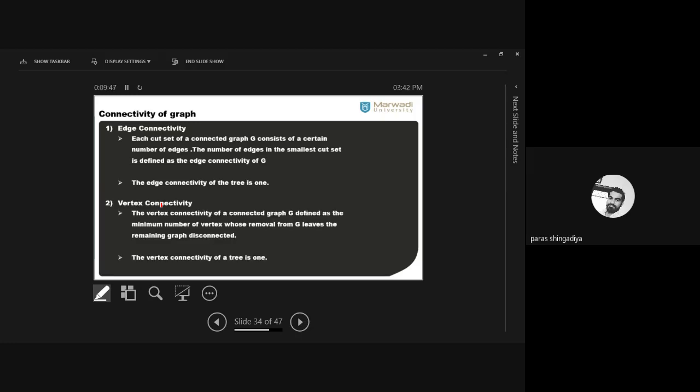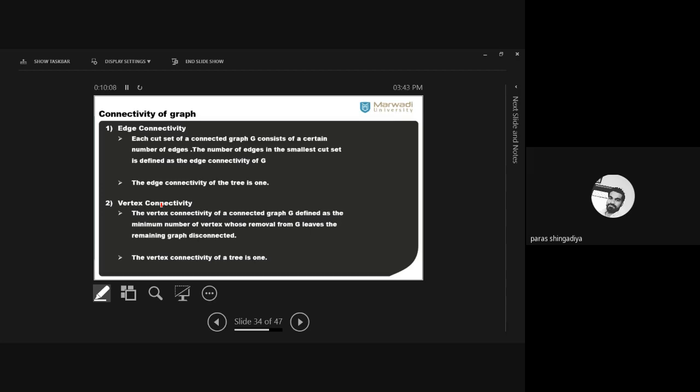Now, based on this topic, we can define the connectivity. Clear? First is edge connectivity. That is similar to the cut set form. And after that we define the vertex connectivity. So what is the meaning of edge connectivity? One graph is given, and you have to derive all its cut sets.